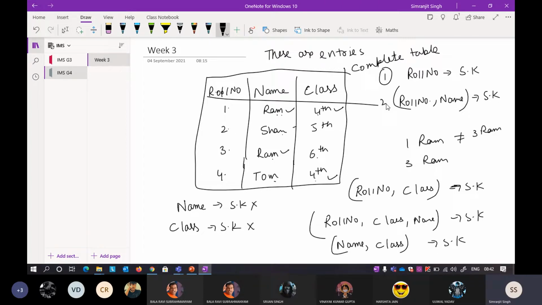First is this one, second is this one, third is this one, fourth is this one, fifth is this one, and sixth, this is not a super key, seventh is not a super key. Okay, so you understand it. Now, what is actually a candidate key?